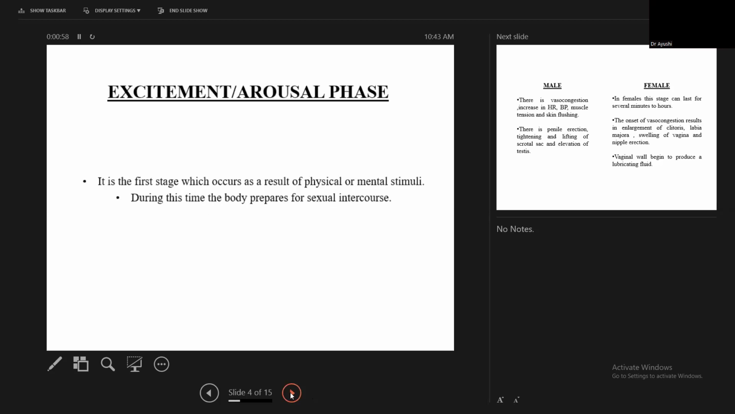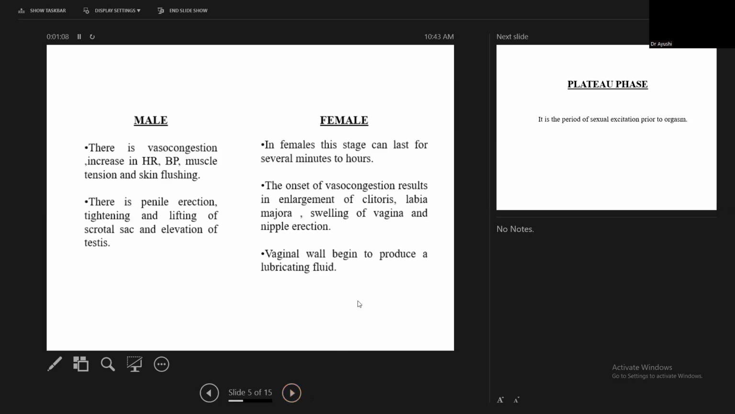The first stage is the excitement or the arousal phase. It occurs as a result of physical or mental stimuli. During this time, the body prepares for sexual intercourse. In males, there is vasocongestion, increase in heart rate, blood pressure, muscle tension, and there is skin flushing. There is penile erection, tightening and lifting of the scrotal sac, and elevation of testes. In females, this stage can last for several minutes to hours. The onset of vasocongestion results in enlargement of clitoris, labia majora, there is swelling in vagina, and there is nipple erection. Vaginal wall begins to produce a lubricating fluid.